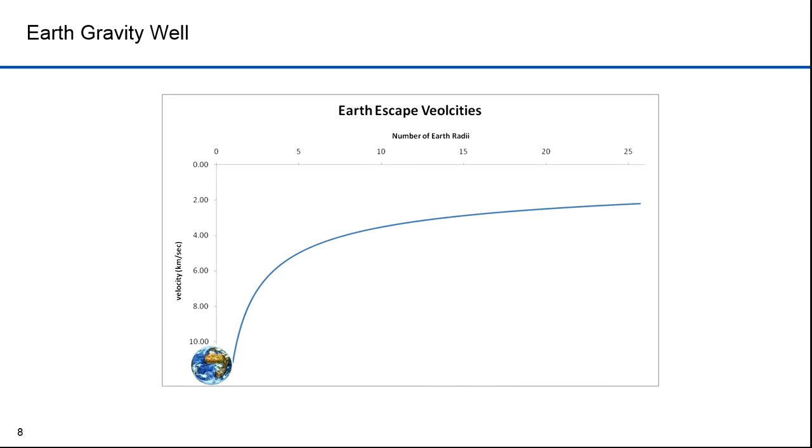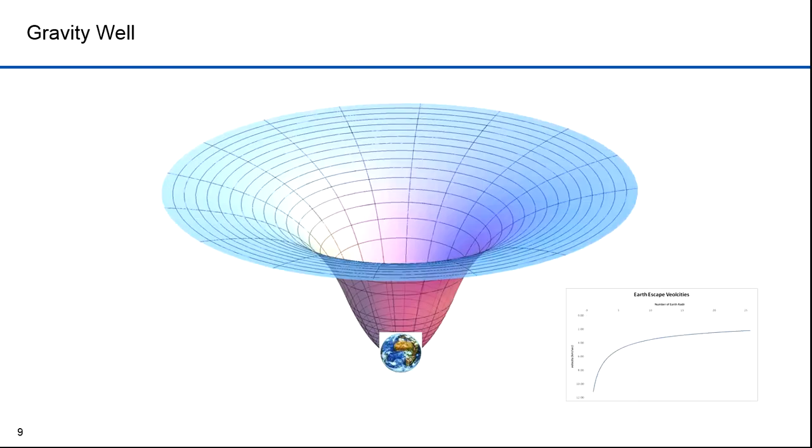If you were to plot escape velocities for the Earth, it looks like this. A spaceship at the surface of the Earth must travel 11.19 kilometers per second in order to escape Earth's gravity. As the ship gets away from the Earth, the escape velocity decreases. Gravity diminishes with 1 over r squared, which is the distance from the center of the Earth. Since gravity is not a force, how should we think of gravity? This curve lends a clue.